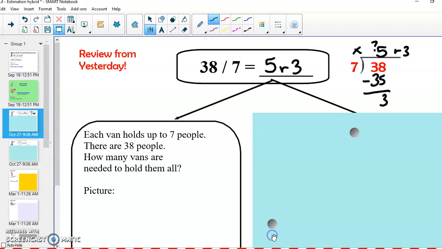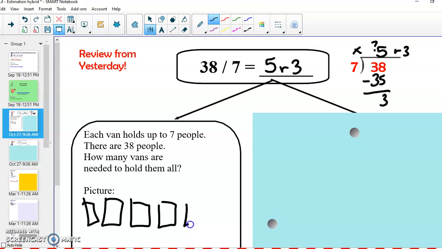So the first one is, each van holds up to 7 people. There are 38 people. How many vans are needed to hold them all? Well, I could draw a picture here. Oh my goodness, that was a really bad van. Let's make it a little better here. Here's my second van. I know that I'm going to have 5 vans. Each one has 7 because I did my math.